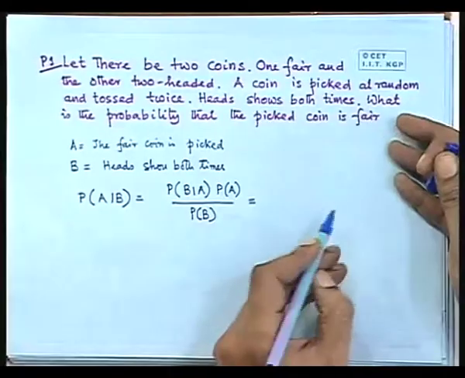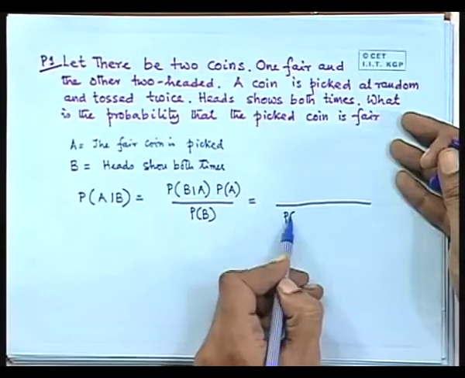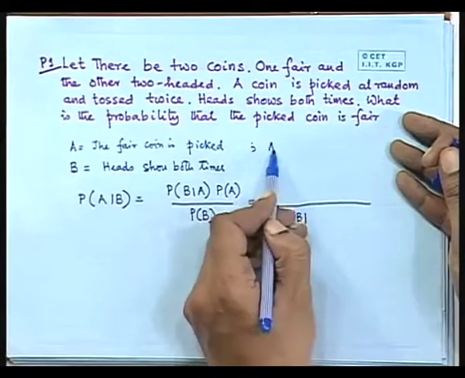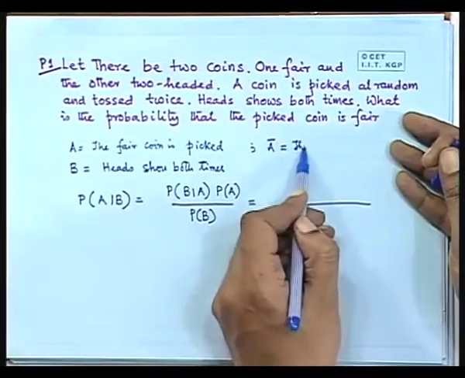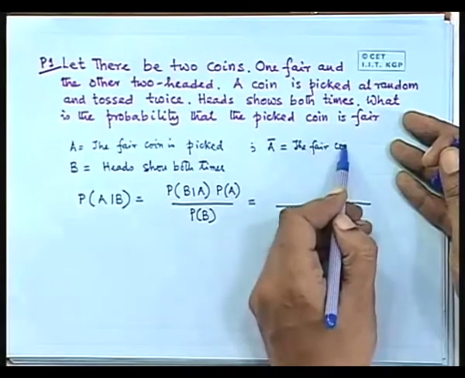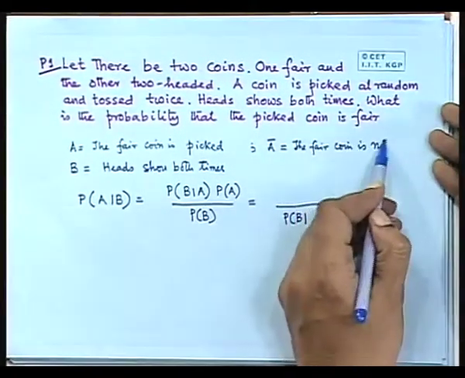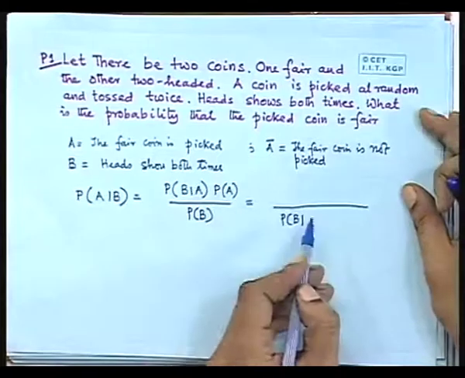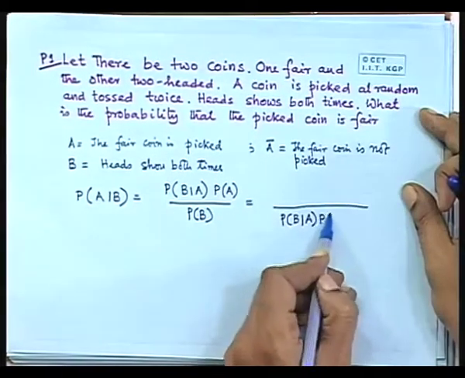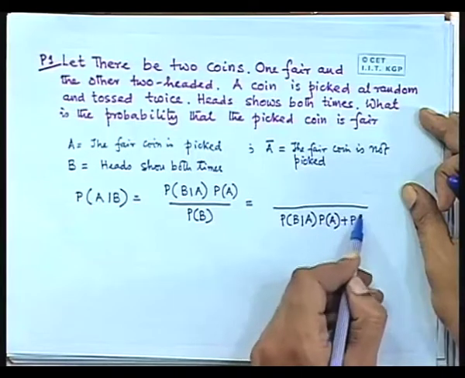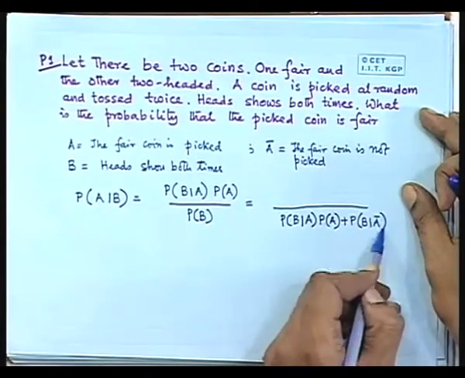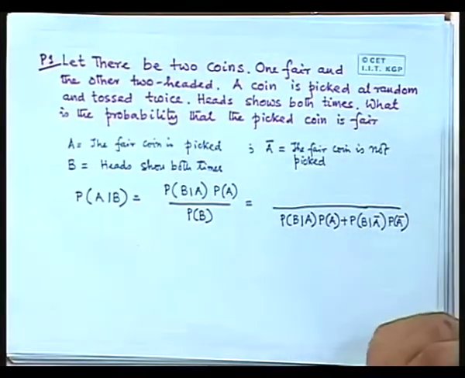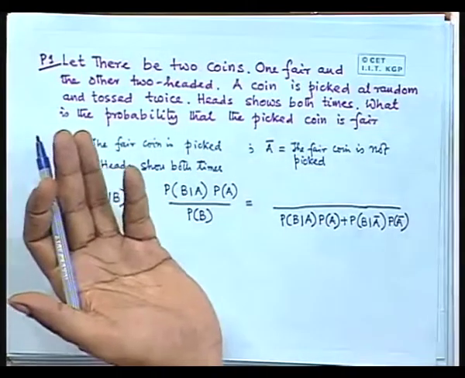So this is actually probability of B given A into probability of A, plus probability of B given A bar into probability of A bar, where suppose A bar is the event that the fair coin is not picked. I am having difficulties writing, so please excuse, my writing is not great. This is the overall probability of B, irrespective of which one is chosen.